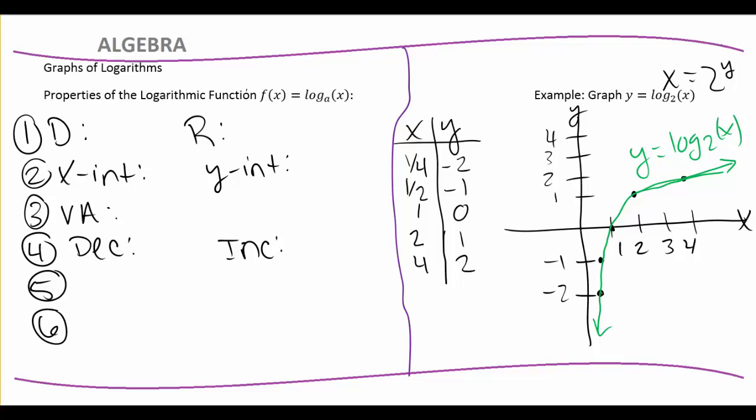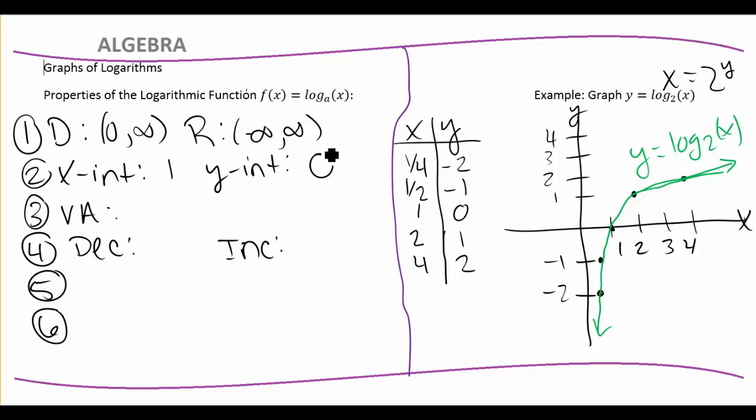This graph leads us to properties of y equals log base a of x. So the first property is the domain, which is the set of all positive real numbers, so it's from 0 to infinity. The range is the set of all real numbers, so it goes from negative infinity to infinity. We can see that from our graph. Number 2, the x-intercept for this graph is it crosses at 1. The y-intercept, there is none because it never reaches the y-axis.